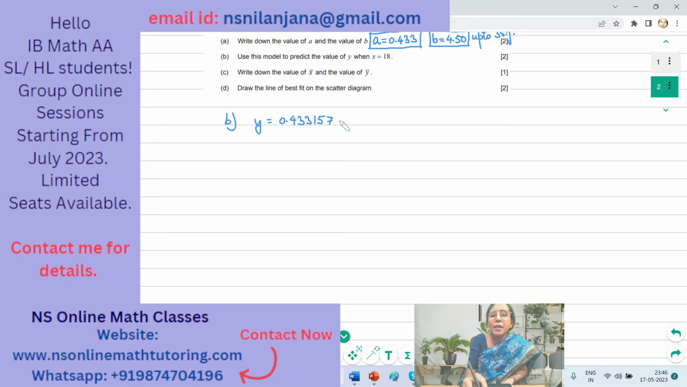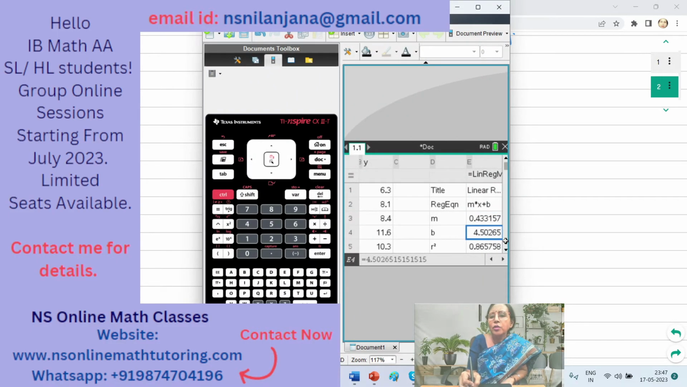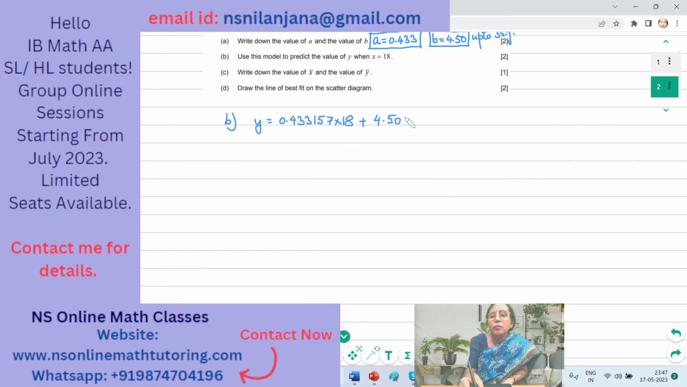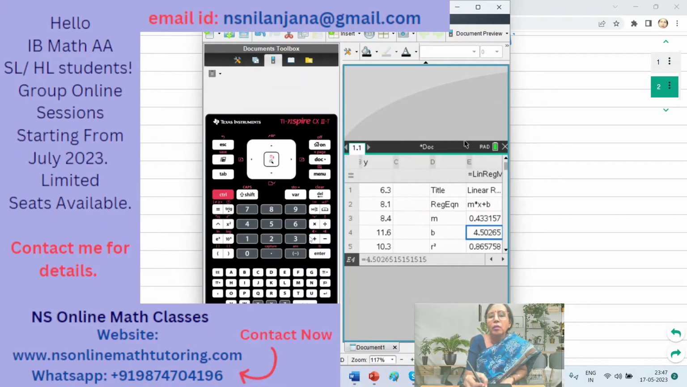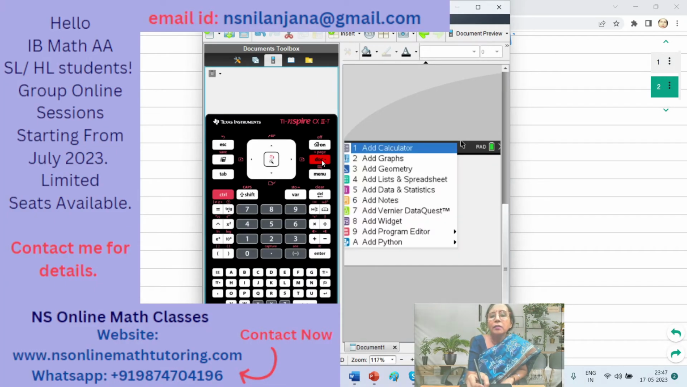I have taken up to 157, times 18, plus b. Because x is 18, in place of x I'm writing 18, as the regression line equation is y equals ax plus b. So b is 4.5050265, equal to. So now we need a calculator.